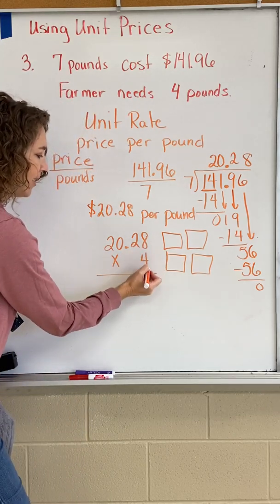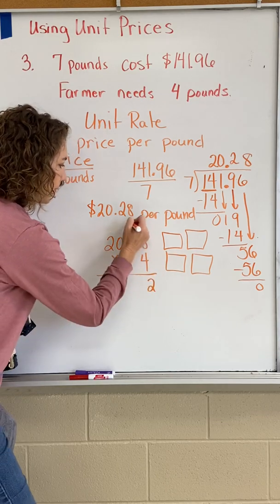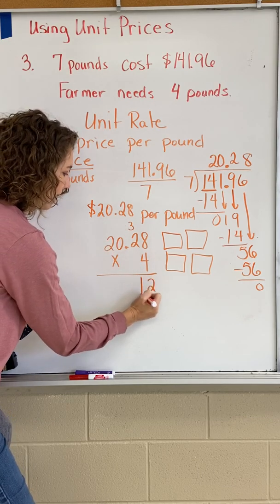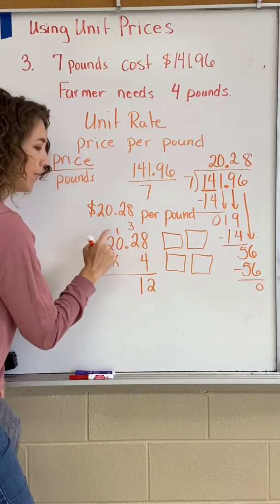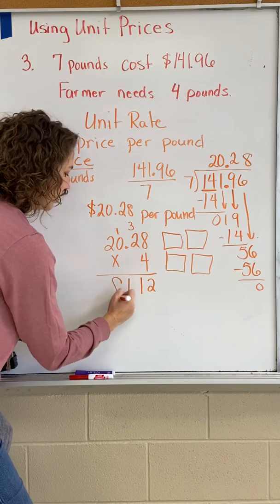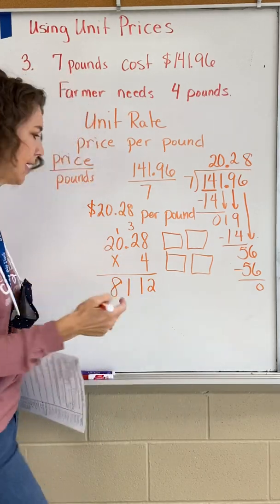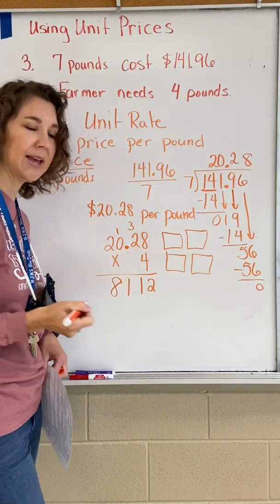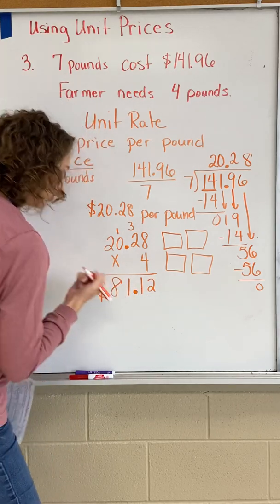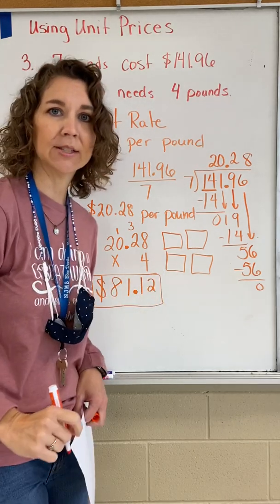We're going to multiply the 4 times 8, 4 times 2, 4 times 0, 4 times 2. 4 times 8 is 32. 4 times 2 is 8 plus 3 is 11. Carry my 1. 4 times 0 is 0, plus 1 is 1. And 4 times 2 is 8. Now, remember to put your decimal into your answer. We kind of ignored the decimal, but now we got to put it back in. This decimal is in the hundredths place, so I want it in the hundredths place in my answer. Don't forget your dollar sign. Okay, so 4 pounds of seeds is going to cost $81.12.